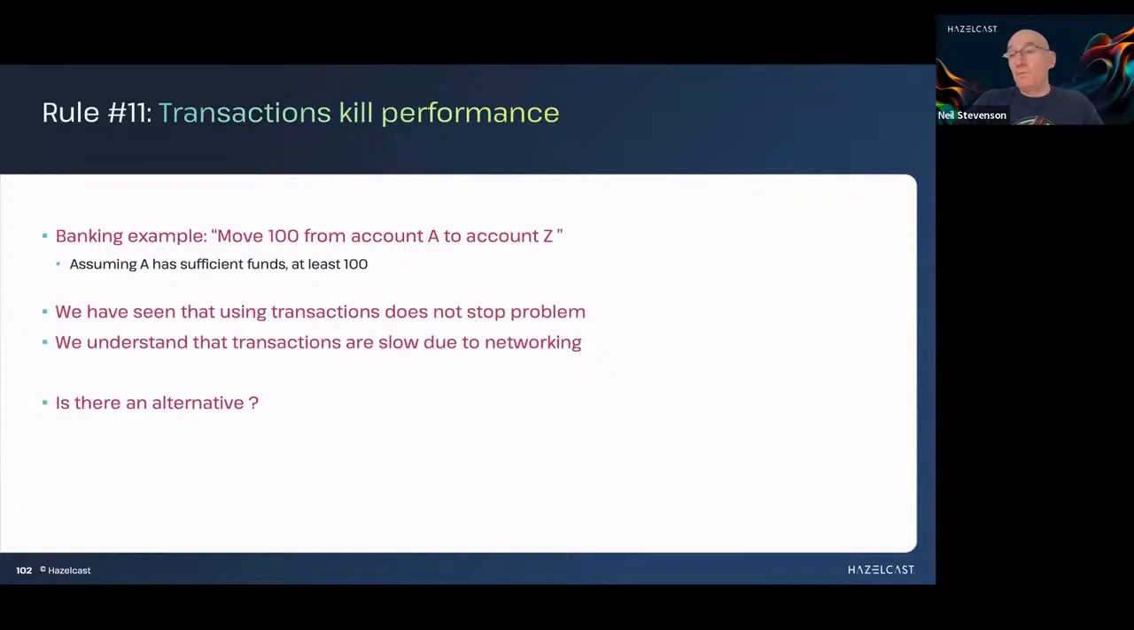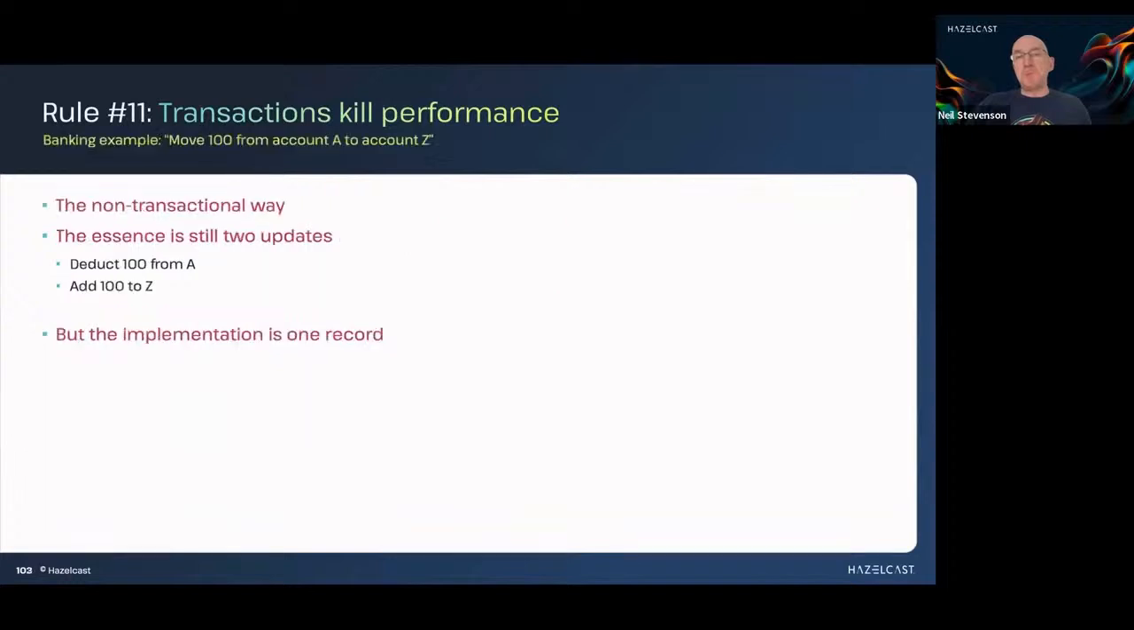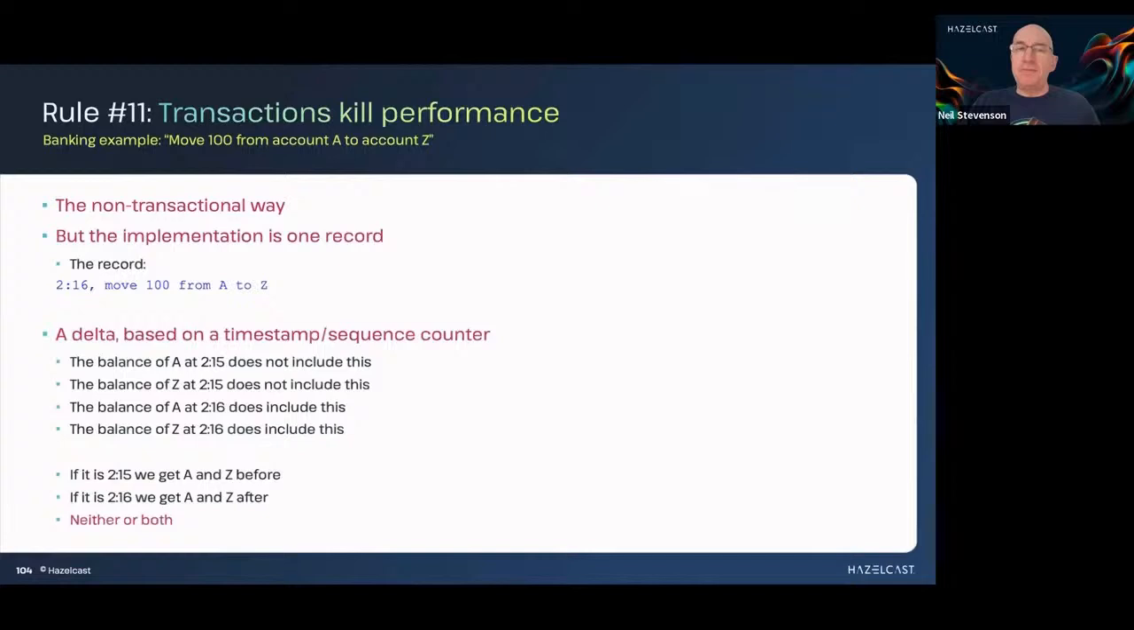And so we know that they're not without problems, and we know that there'll be that networking liaison between processes, which is going to be slow. Oh, well, is there a better way? Maybe. So we want A to go down and Z to go up. Mr. B nearly got some money. And it's 2 updates, but we do it now as 1 data record. So we insert an event into the system, which is at 216, we want the event is we move this from A to B.